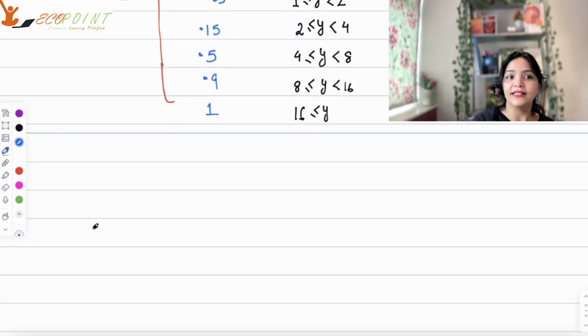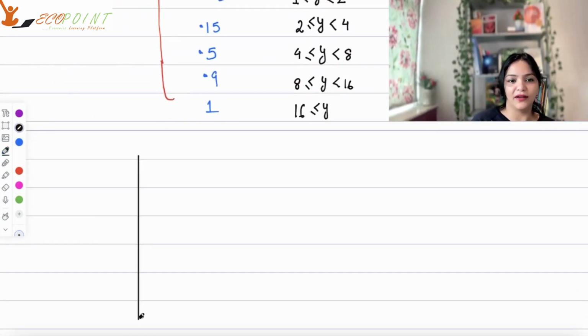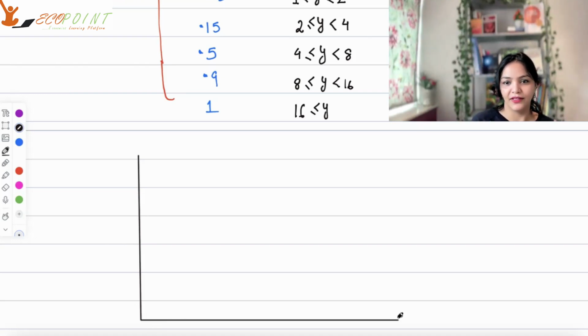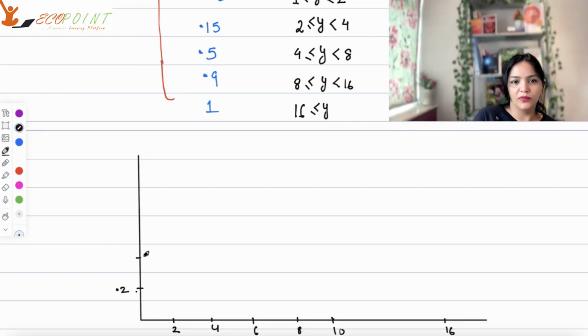Let's now depict this on a graph. If you want to depict this on a graph, let's create this graph. So I have values 1, 2, 4, 8, 16. I'm going to take it like 2 here, 4 here, 6, 8, 10, and somewhere 16 out here. Say 16 is here. Then I have 0.05 and so on. So let me take 0.2 here, 0.4 here, 0.6 here, 0.8 here, and 1 here. Okay. So when y is less than 1, the probability is always 0.